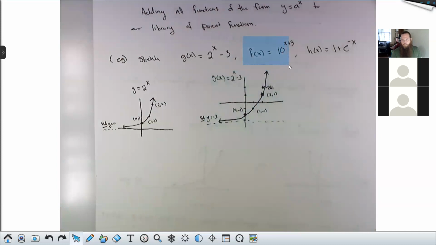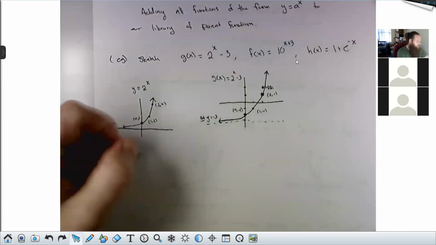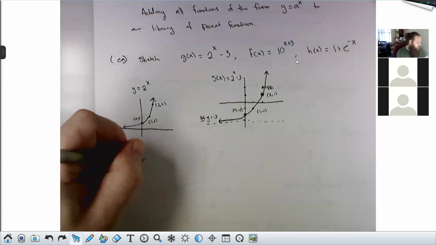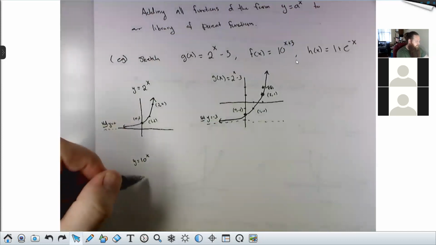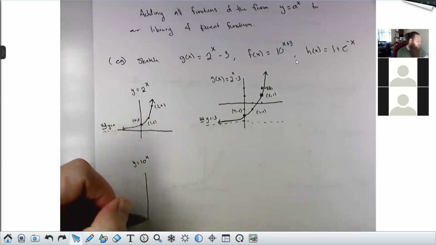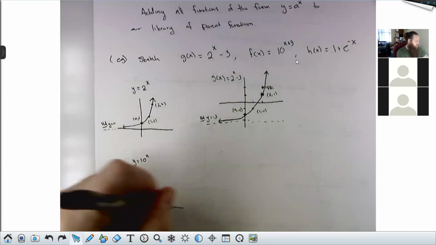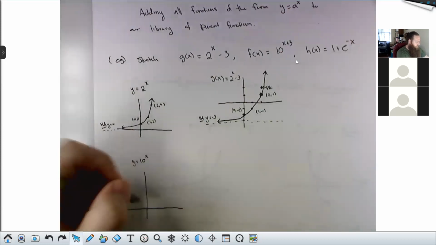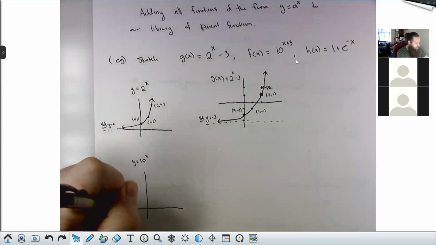Now, was it Erica who was thinking left-right shifts? Yes. So what would this guy be then, f of x? I'll start with the parent function, y equals 10 to the x. That's the parent for this one. And it's got that same shape as 2 to the x, just slightly different points. He grows a little faster.